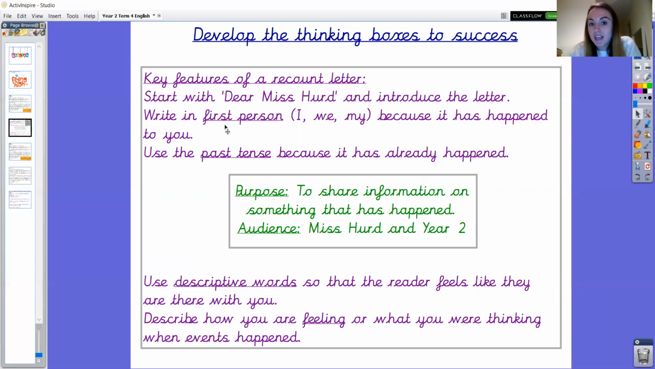Another key feature is to write in first person. So for example, using the pronouns I, we, my, because it's happened to you. Use the past tense because it's already happened. Use descriptive words that the reader feels like they are there with you. So myself and Year 2 as your audience can picture all of the things that you're describing. It's also really important to describe how you are feeling and what you were thinking when events happened.